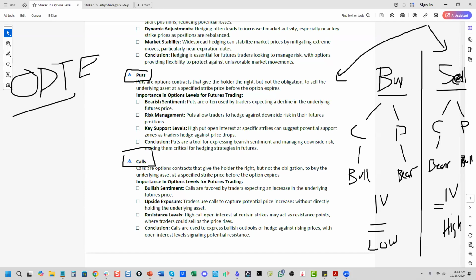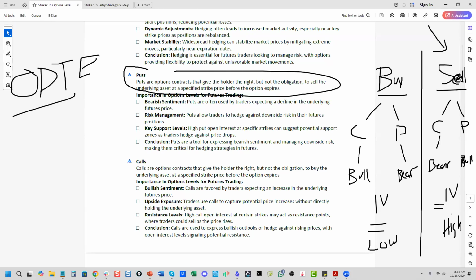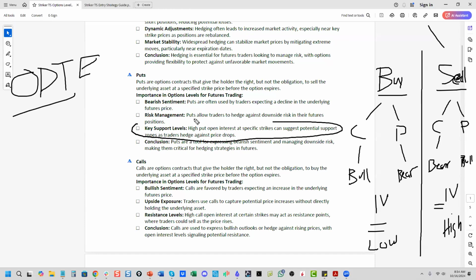Now, let's talk about this for a second. Puts are option contracts that give the holder the right but not the obligation to sell the underlying asset at a specific price point. We're not going to worry about that. What matters is that you understand it's bearish sentiment. Puts are often used when traders expect a decline in the underlying asset. So if puts are bearish by nature, and they're hedging, high open put interest means those are support levels. They don't want the bears to go below certain levels.